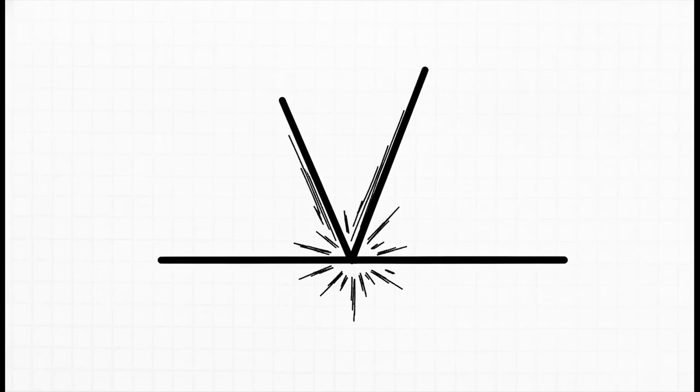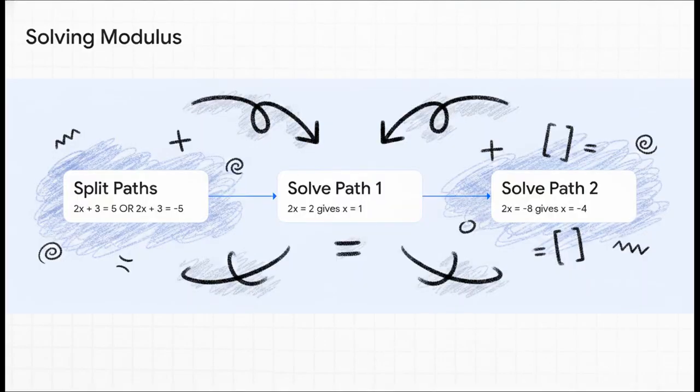This visual flip creates a sharp V shape. The line literally looks like it's bouncing right off the x-axis. Solving these algebraically is super cool.